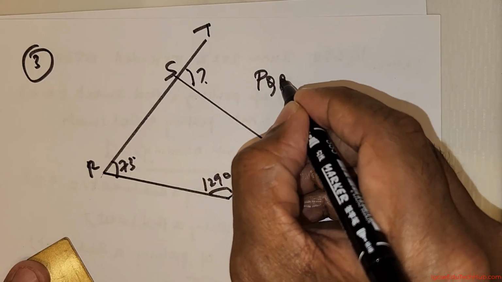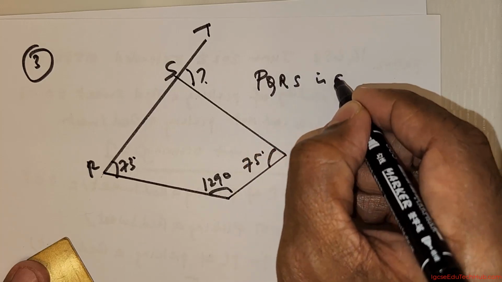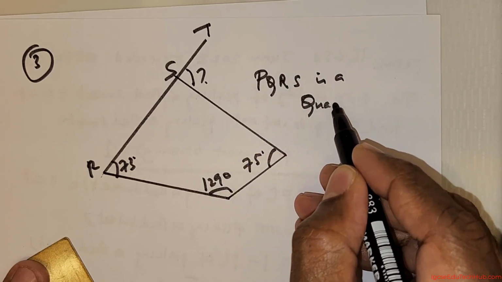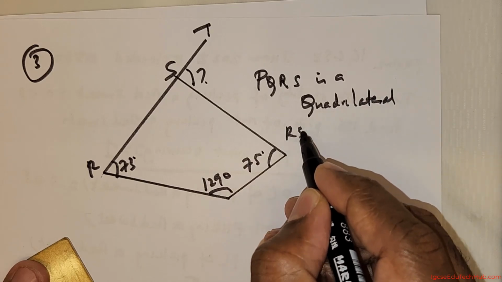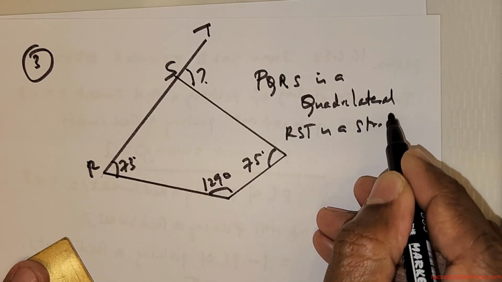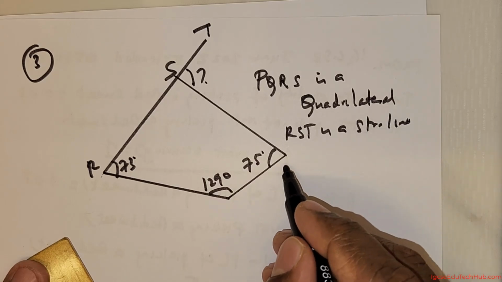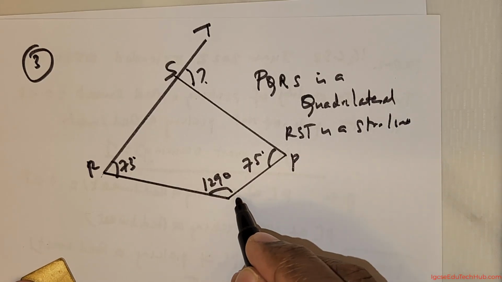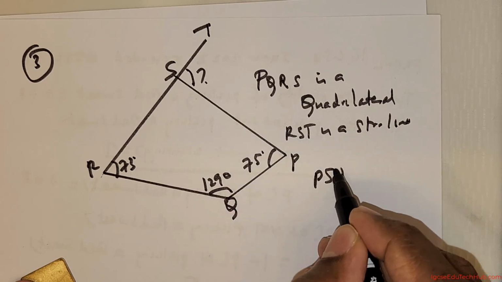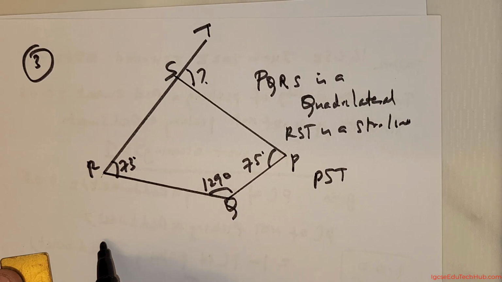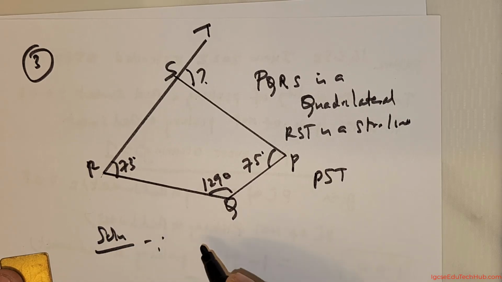So what are we given? We are given PQRS is a quadrilateral and RST is a straight line. We are asked to find PST. Okay, so this is the solution.